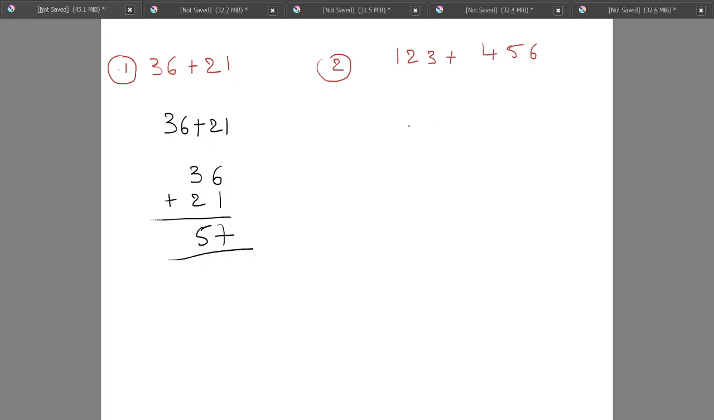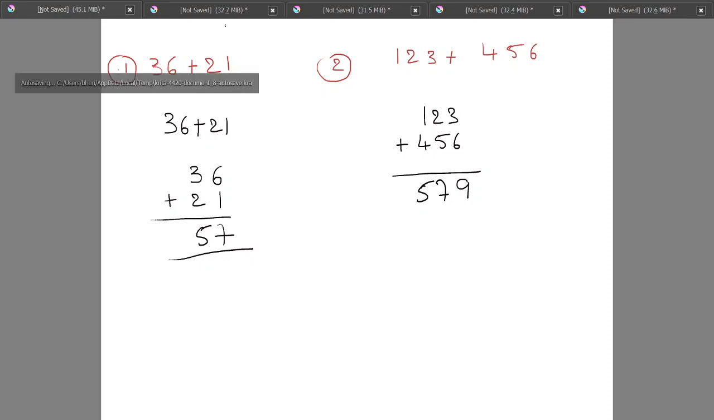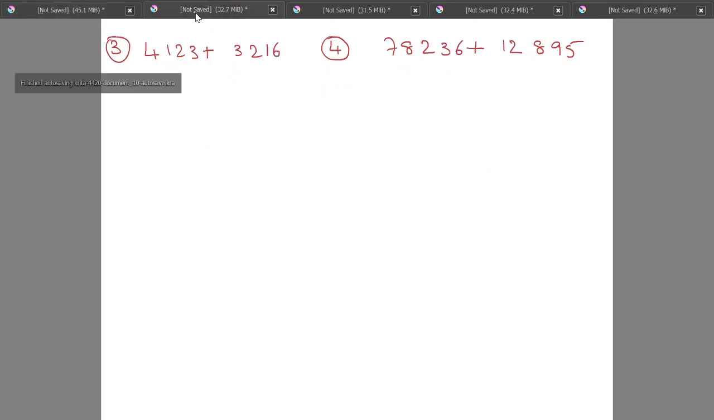Now let's move to the second sum. 123 plus 456. As I said, we'll start from the units place and move to the left-hand side. 3 plus 6 is 9. 2 plus 5, 7. 1 plus 4, 5. So we are done with additions of 2-digit numbers and 3-digit numbers. Now let's move to bigger numbers.